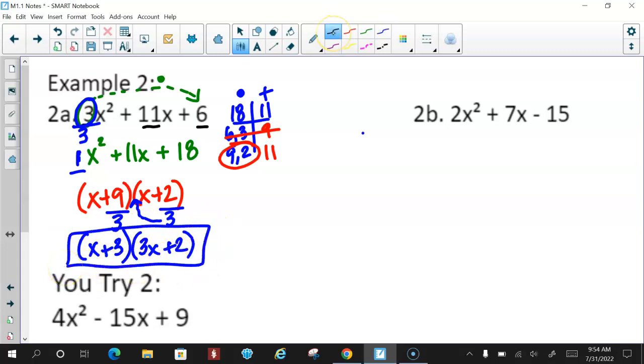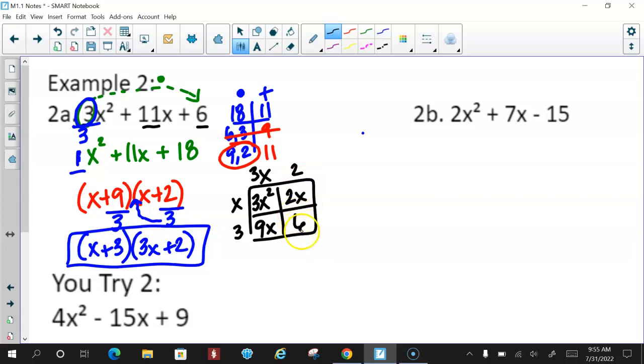Now, what can we do to check our work? Set up the box method. So I've got 3x and positive 2, and x and positive 3. So notice how this is not just x squared, it's 3x squared. Here I've got 2x. Now 3x times 3, 3 times 3 is 9, so 9x. And 3 times 2 is 6. Notice we have like terms to combine. So I've got 3x squared plus 9 plus 2, 11x, plus 6. Do they match? Yes. So I know I have the right answer.